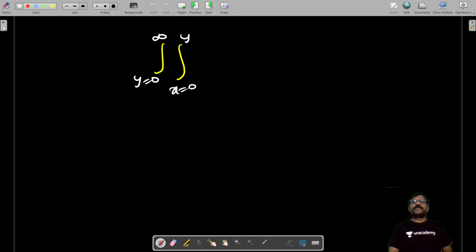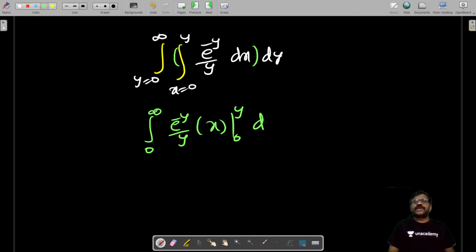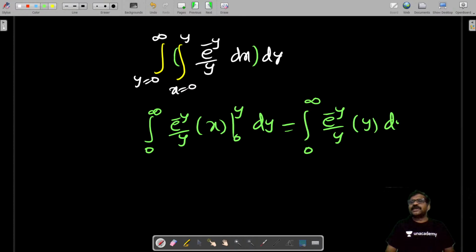Integral 0 to infinite, e power minus y by y, dx dy. Integral dx is x, from 0 to y, dy. Integral 0 to infinite, e power minus y by y dy.